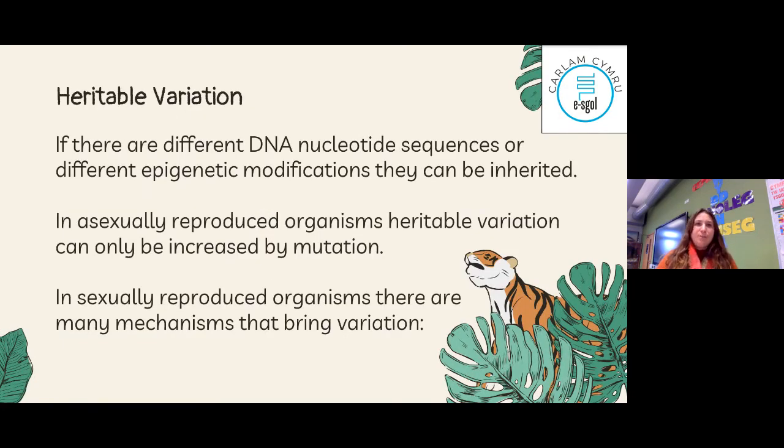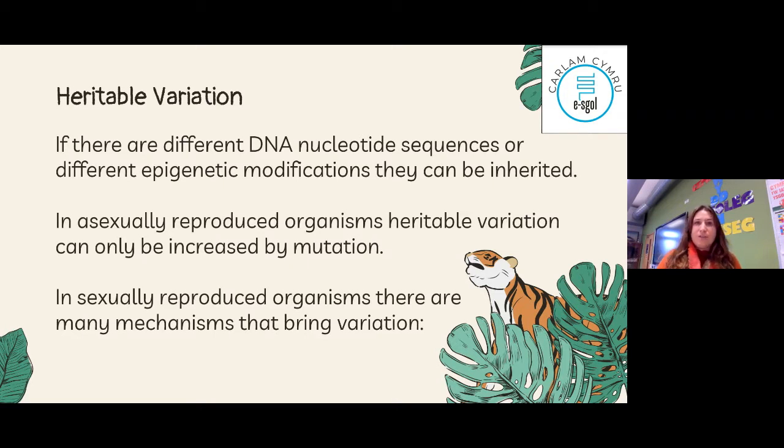So let's look at heritable variation. Now they've used this term at A-level, heritable, but it's the same thing as inherited. So it's something that you get. So if there are different DNA nucleotide sequences or different epigenetic modifications, they can be inherited. So I can inherit the DNA nucleotide, the genotypes, and I can inherit markers that tell my genes to work differently. In asexually reproduced organisms, heritable variation is only increased by mutation.